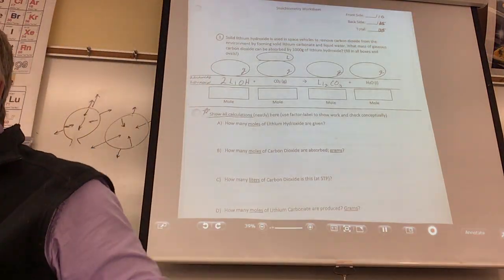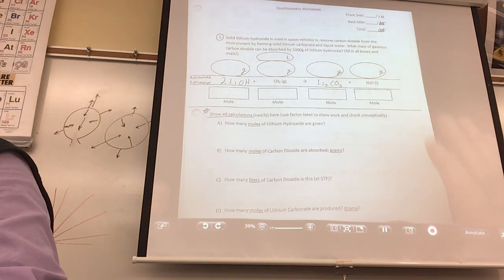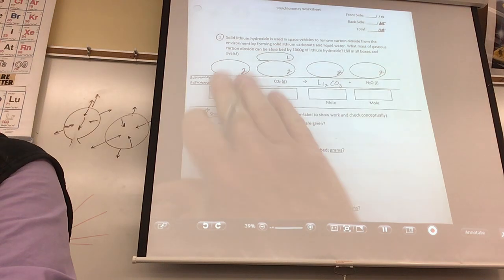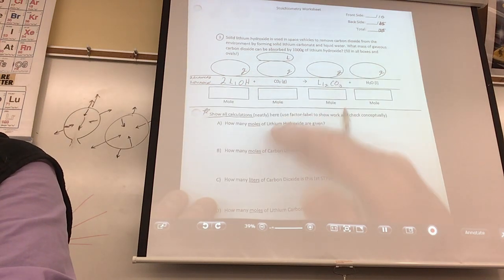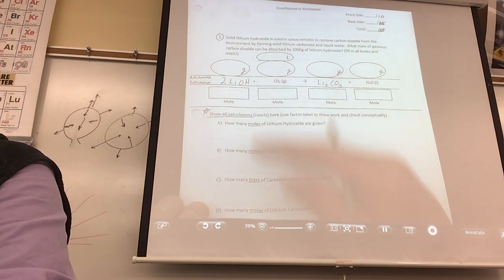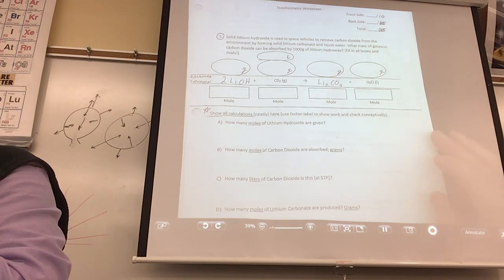To do stoichiometry, you want to have a balanced equation. And then it's kind of like a puzzle. What I would do if I were you is try to use a shortcut to fill all these in, and then do the factor label to see if you get the same answer. Or you can do it the other way around. If you want to do this first and then check it with a shortcut, you can do that too. But let's take a look at this right here.